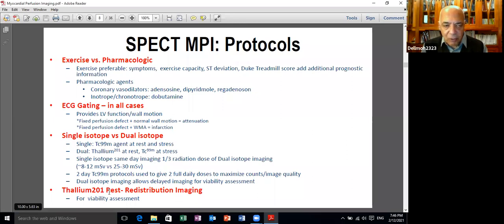Does the redistribution occur with technetium? It occurs, but to a very minimal extent. Technetium, when it enters the cardiomyocyte, goes to the inner mitochondrial membrane and sticks there. So you need another injection in order to see what's happening during rest versus what's happening during exercise. So this is a peculiar property of thallium.